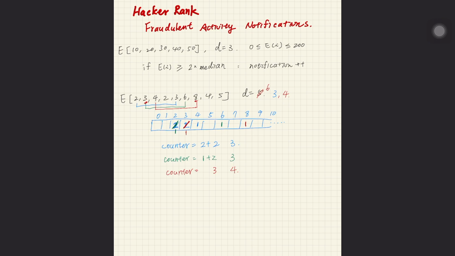So for the time complexity and space complexity, for the space complexity, we'll have this array. And since the size of this array is fixed, it is always 201. So the space complexity is constant.